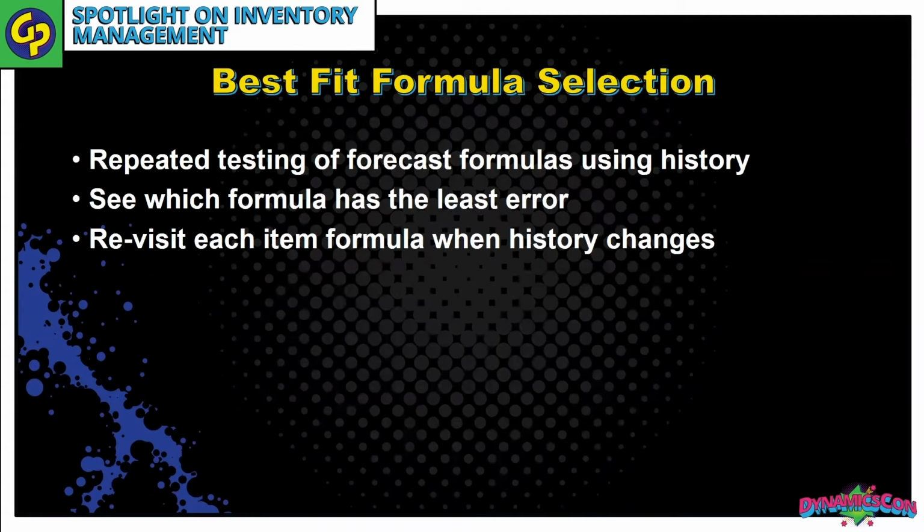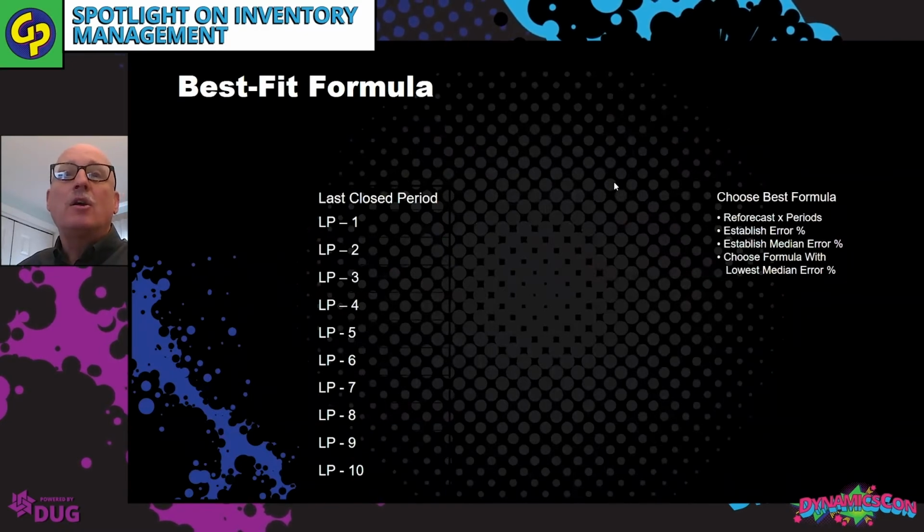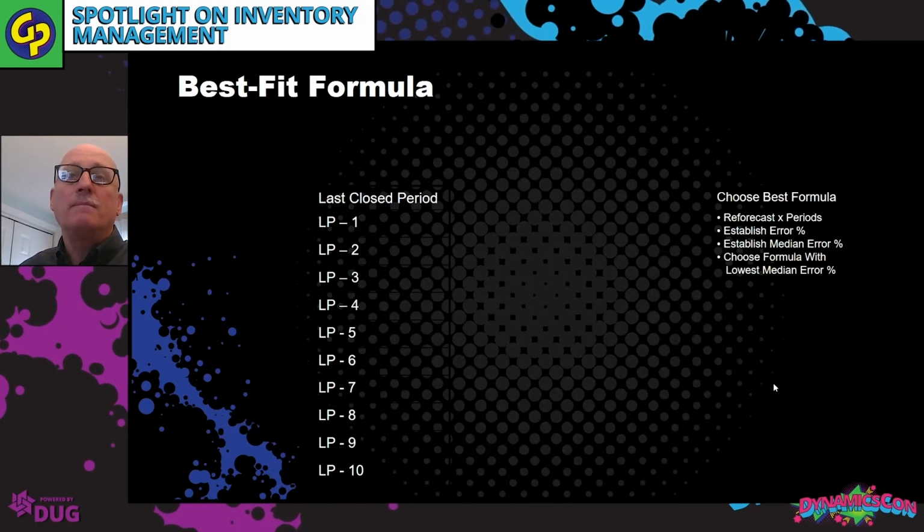And what it's doing is it's saying, let's have history speak to us. Let's have the patterns that we see coming out of history become the forecast for the future. So there's no need for somebody to decide this is a seasonal item or this is not a seasonal item. And let's take a look at how we might do best fit forecast formula.